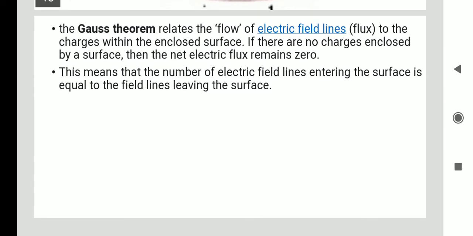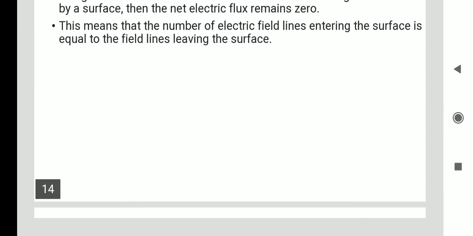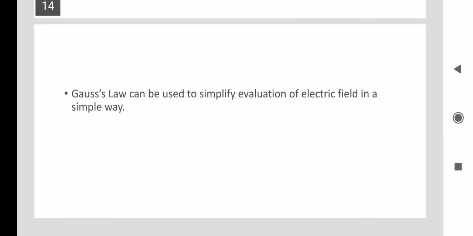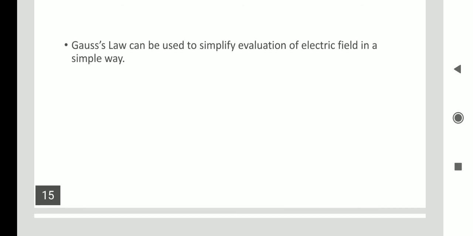How? Let's see here. The number of electric field lines entering the surface is equal to the field lines leaving the surface. So entering lines and leaving lines are both equal. That is the reason the electric flux is zero. We discussed this already. Gauss law can be used to evaluate the electric field in a simple way.